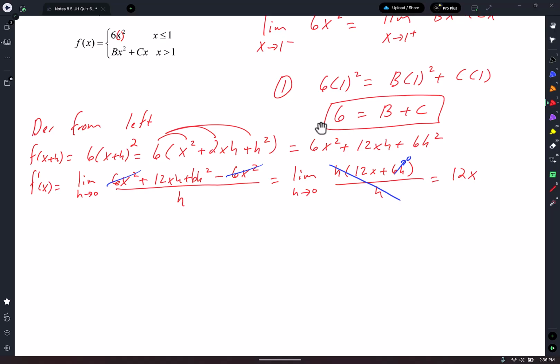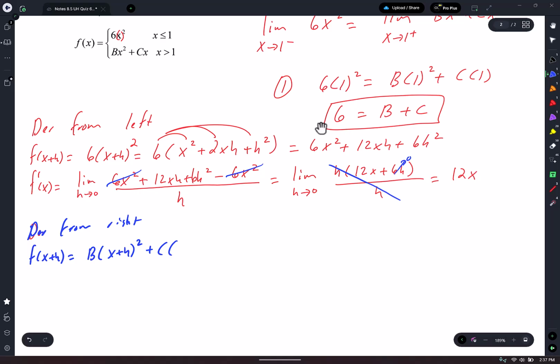Now let's do the right-hand side. Okay, let me change the color. From right. So I need f of x plus h for the right one. So b parenthesis x plus h, close it squared, plus c parenthesis x plus h. I don't want to reverse order. X plus h, close it. All right, let's see what this is.